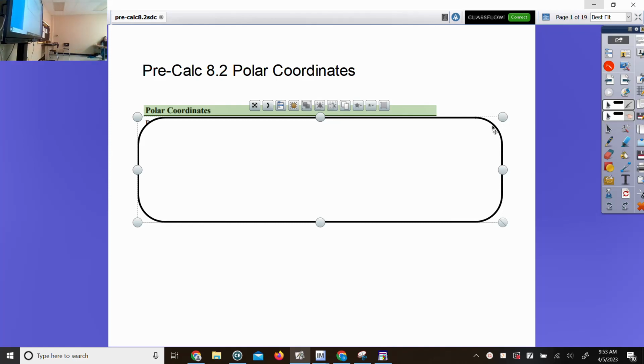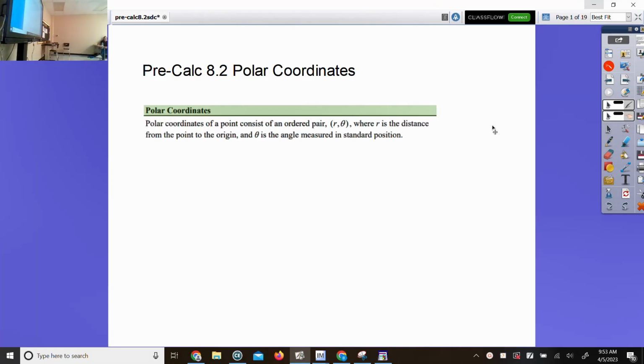This is 8.2, polar coordinates. There's a definition of polar coordinates. Polar coordinates consist of an ordered pair, (r, theta), where r is the distance from the point to the origin, and theta is the angle measured in standard position.